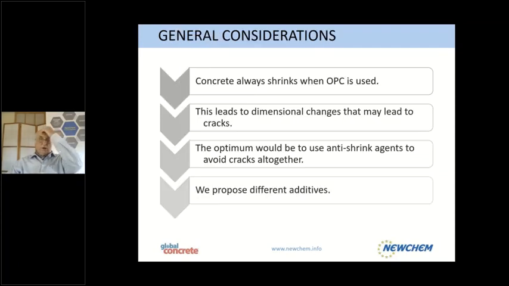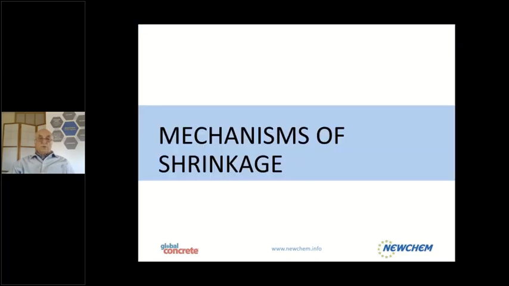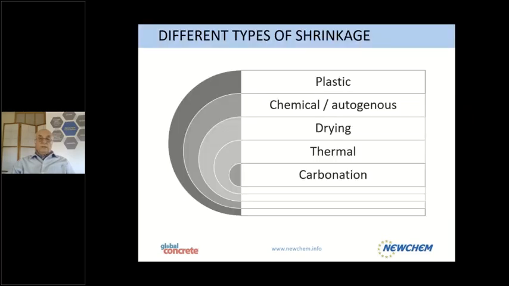So, just going shortly through the general consideration, OPC always shrinks. This is what we have learned, and it is true. New products like calcium sulfoaluminate do not shrink or do shrink less, but are much more expensive. With the OPC, this goes into cracks, and you need an anti-shrink agent, and we will propose different ones to you. Now, the mechanism of shrinkage is quite complicated.